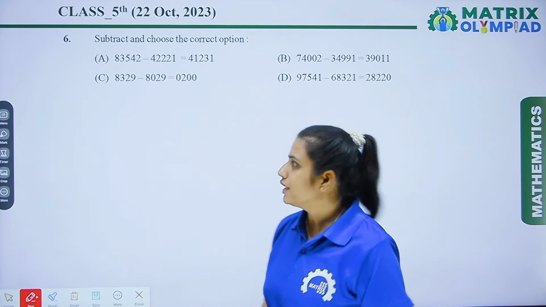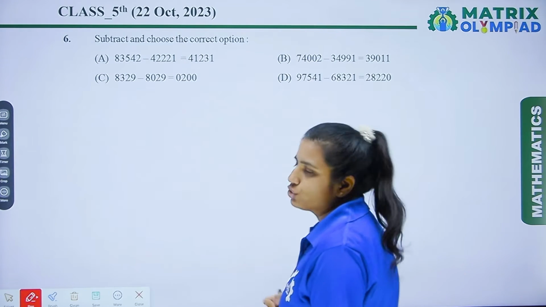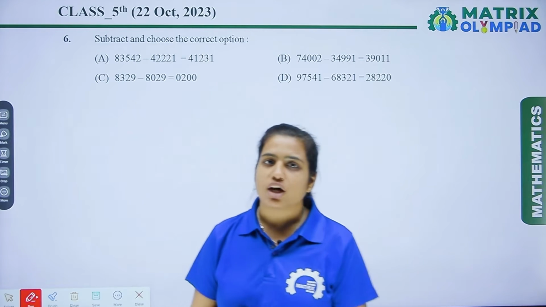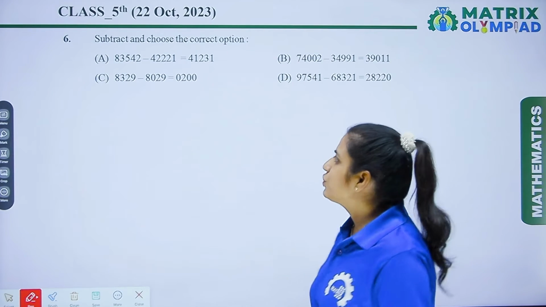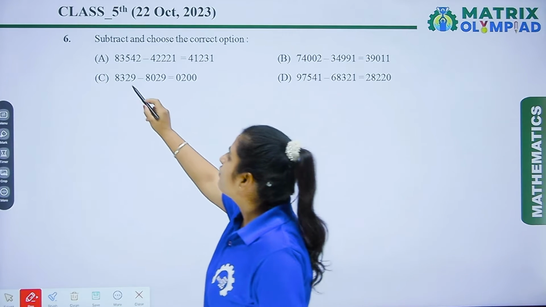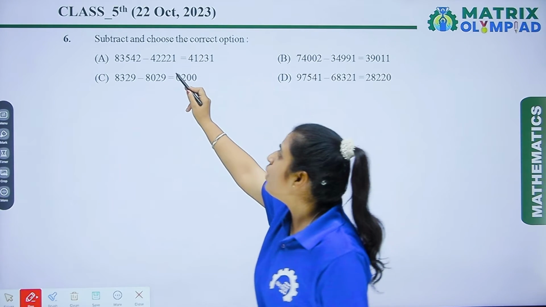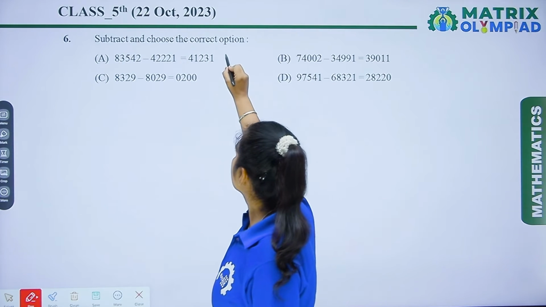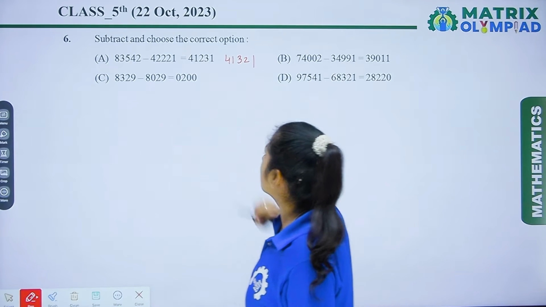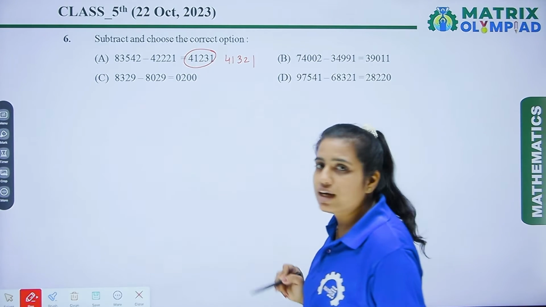Now the next question is question number 6. Subtract and choose the correct option. So here we have to subtract and find out which of the option is having the correct answer. So here option A we have 83,542 minus 42,221 and the result will be 41,321. So option A is not the correct answer.